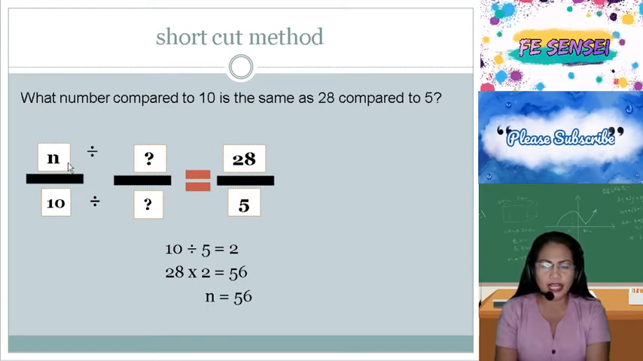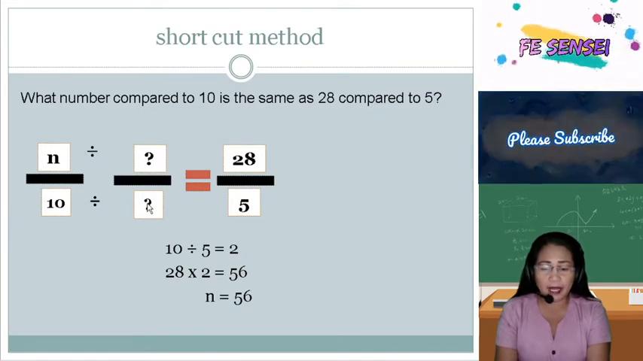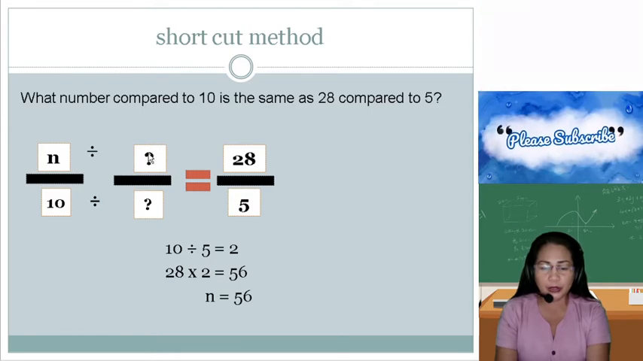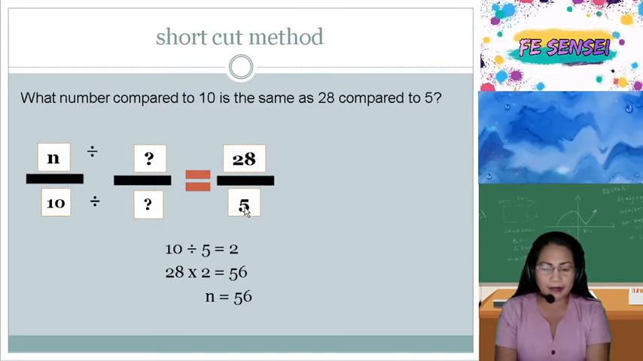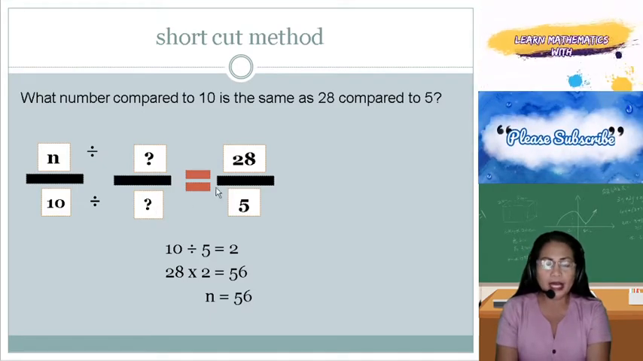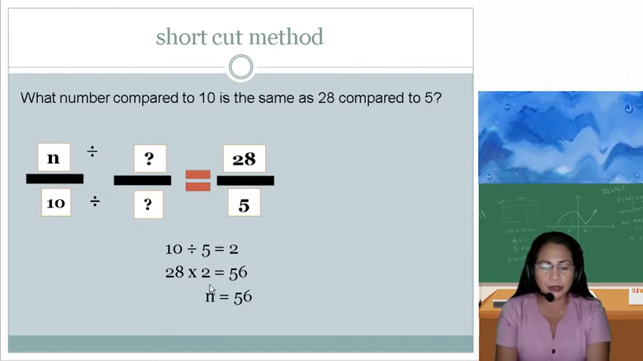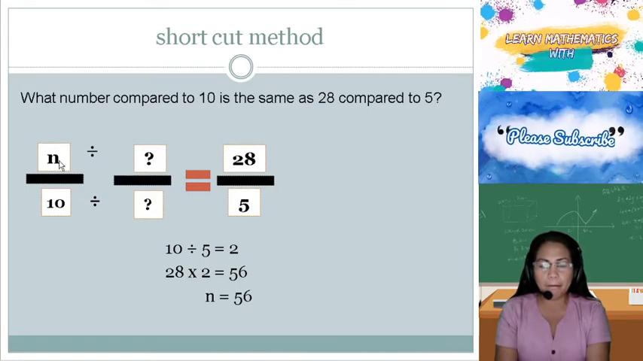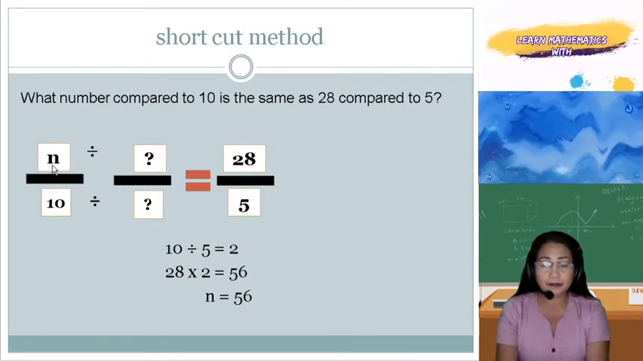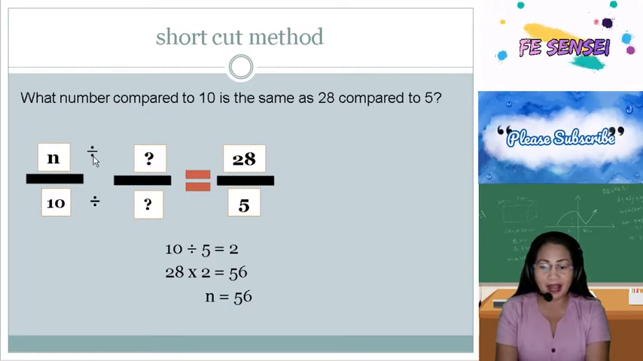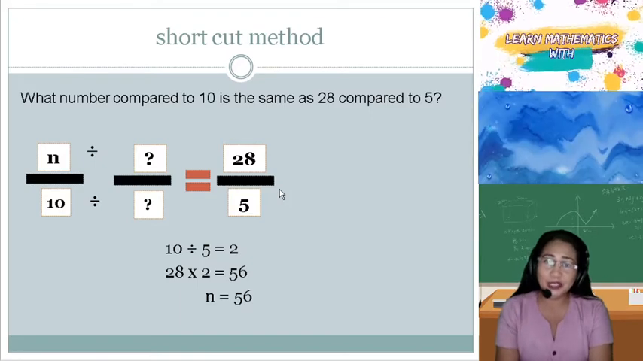So going to the unknown or the missing number, since we divide 10 by 2, we have to divide the unknown by 2. Or since we multiply 5 by 2, we have to multiply 28 by 2. So 28 times 2 equals 56. So 56 divided by 2 equals 28. That's the shortcut.